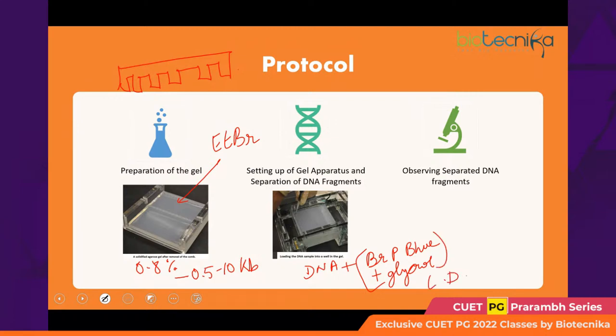Now, why are these two added? If you load your DNA directly, DNA is not visible, you cannot see it with the naked eye, so you will not know how far your sample has traveled. So to give you a visual, this bromophenol blue is added, which acts as a color indicator to monitor the migration of DNA in the gel electrophoresis.